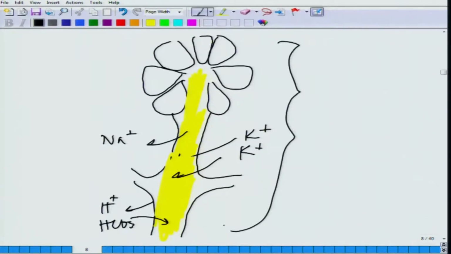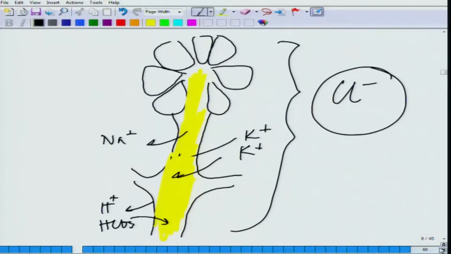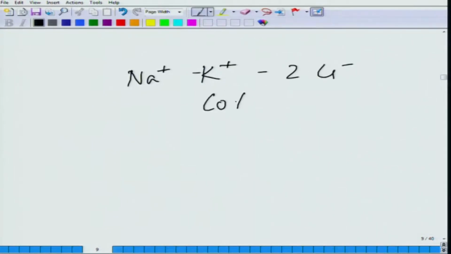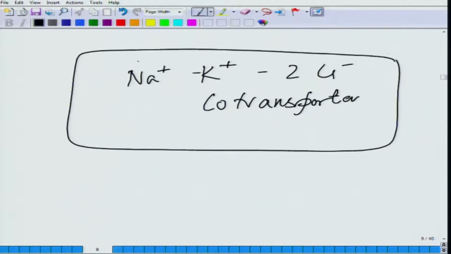One of the major components in the saliva is the chloride. Chloride is being regulated here by a transporter called the sodium potassium 2 Cl minus co-transporter. This is the major transporter present. So, if you look at it, you are taking care of cations and anions.